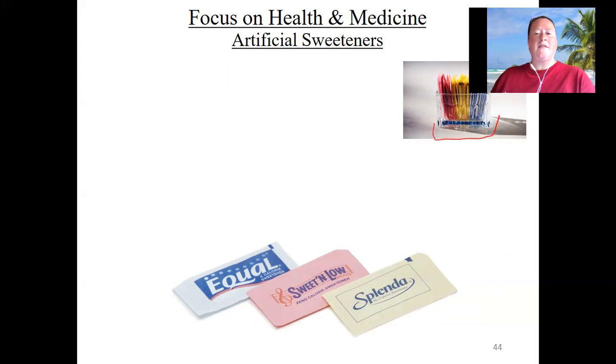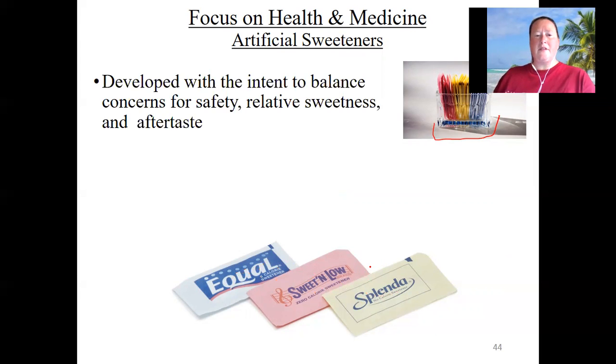You see the pink packets and the yellow packets and the blue packets, and we're going to talk a little bit about each one of them. The blue packets are aspartame, the pink packets are saccharin, and the yellow packets are sucralose, and these are all the original brand names.